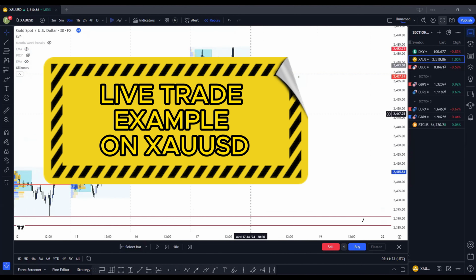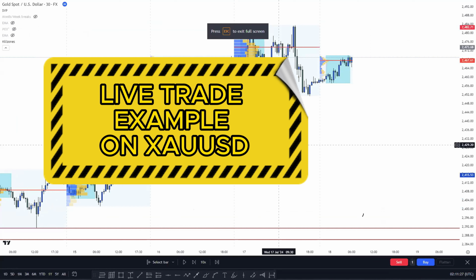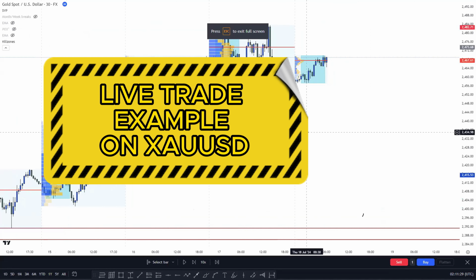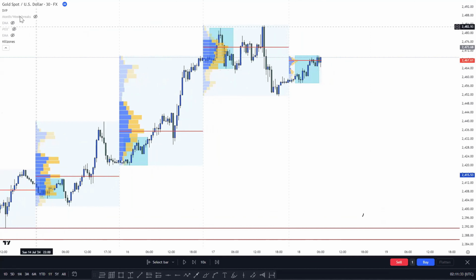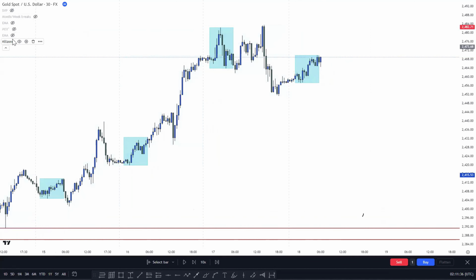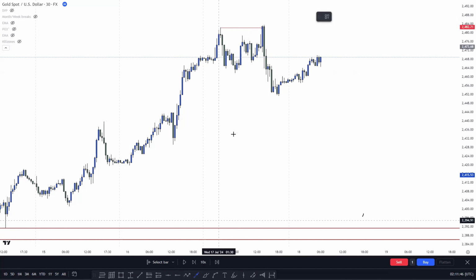So this was another trade example on gold. What happened here was, we could clearly see from a price action perspective, price was in an uptrend, because price broke above this level here, and we had what? An immediate market structure shift.